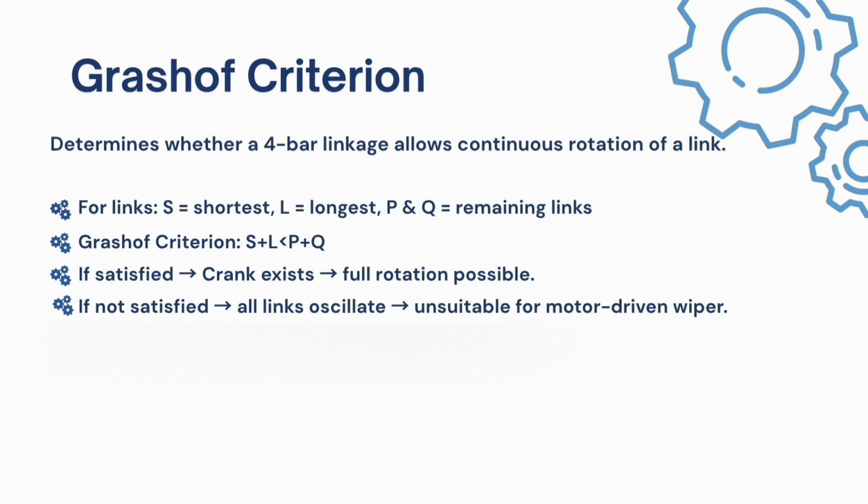According to the Grashof criteria, if the sum of the shortest and longest links, that is S plus L, is less than or equal to the sum of the other two links P plus Q, then the mechanism is Grashof. This means a crank can exist and continuous rotation of one link is possible, which is essential for a motor driven system like a wiper. If the criteria is not satisfied, then no link can rotate fully and all links will only oscillate. Such a mechanism would not be suitable for a wiper drive powered by a continuously spinning motor.